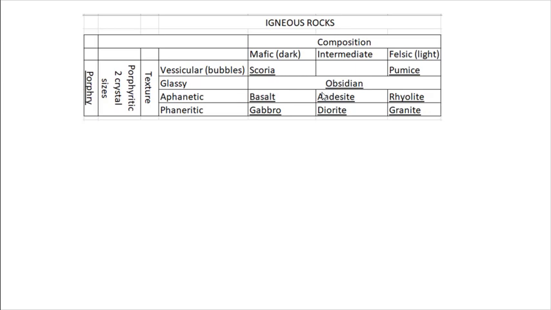Okay, and then our two vesicular textures: pumice we've already seen, and if it's felsic, it's going to be light in color, and then scoria, which we haven't seen yet, but I'm about to show you, if it's mafic and dark in color. And then over here, I put porphyry with its porphyritic texture, two crystal sizes, because it kind of spans the different textures.